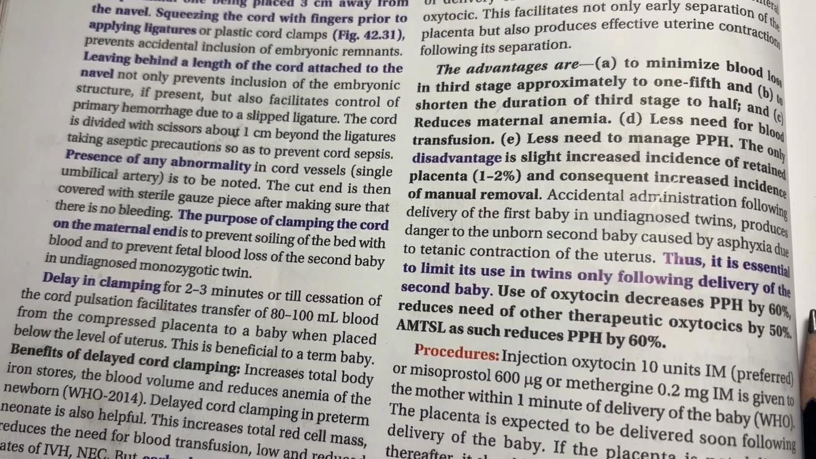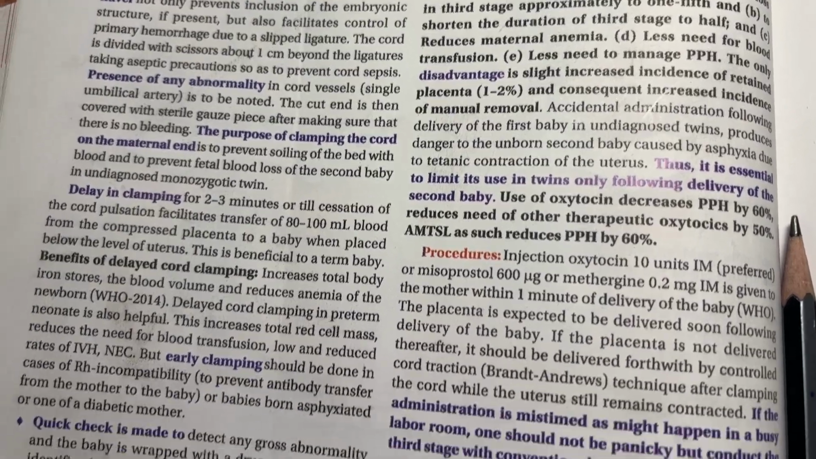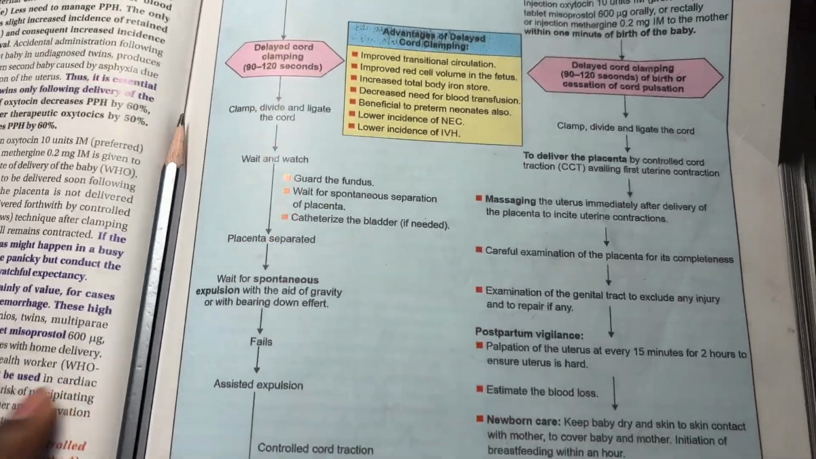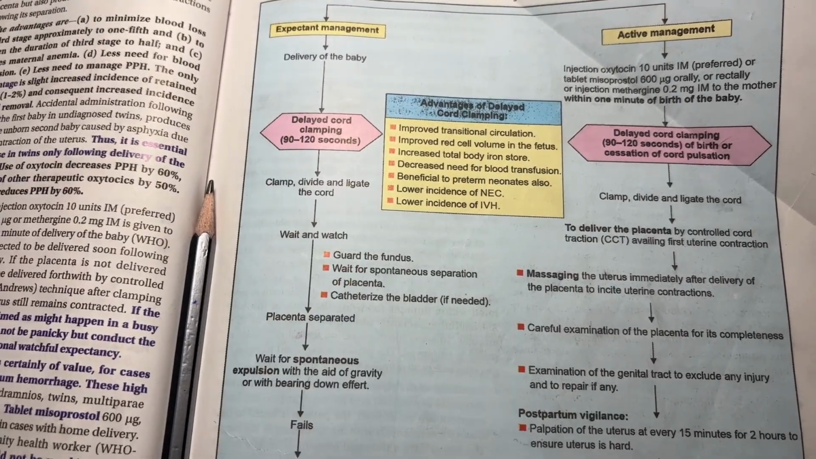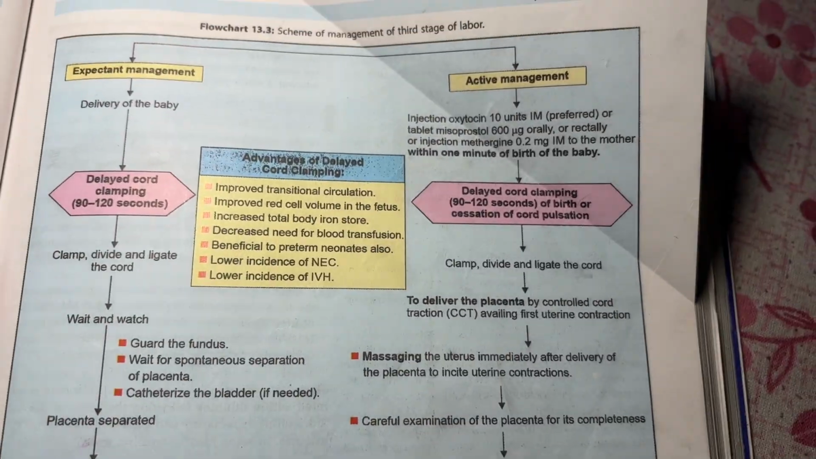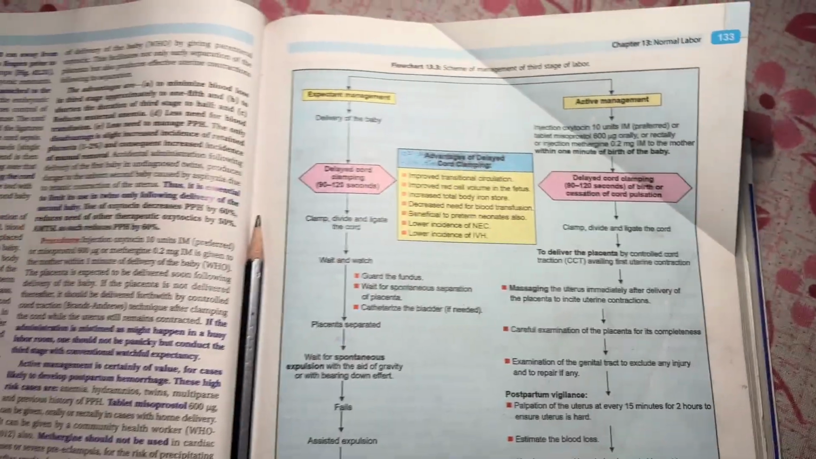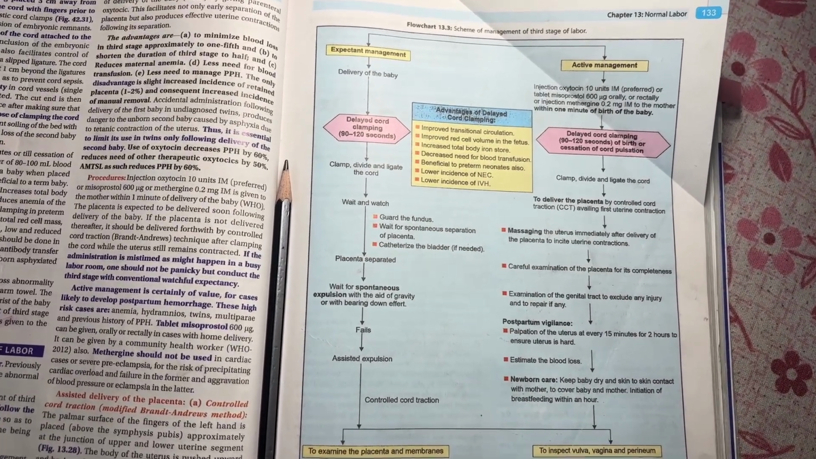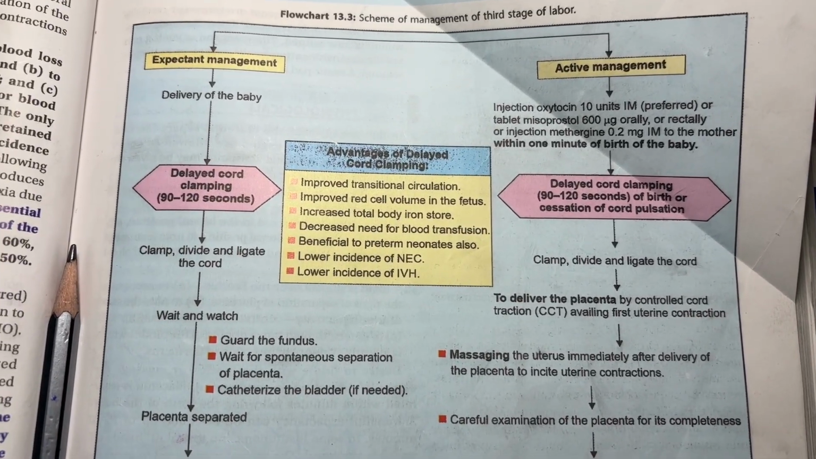If a mother suffers from postpartum hemorrhage, mainly we have to know this chart. If we know this chart, then it's easy to write in the exam on expectant management and active management. First we will discuss active management. This chart is very important; don't skip it. We have to know it for active management.